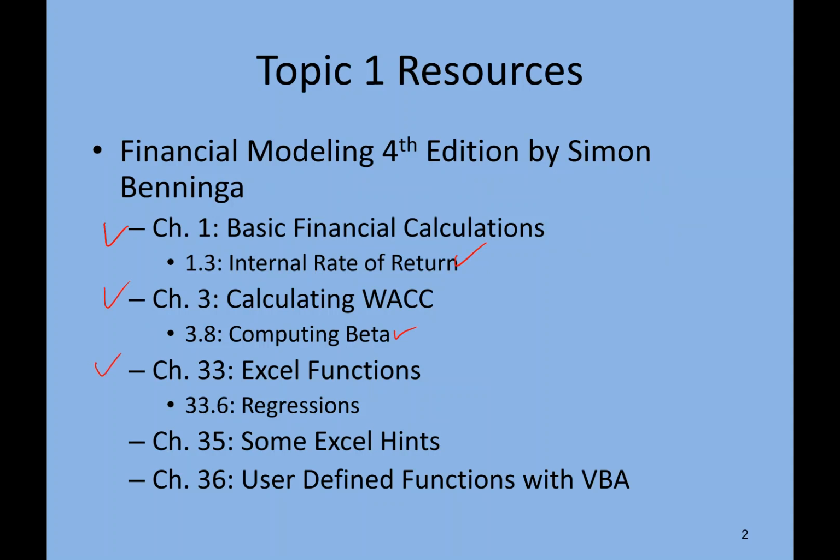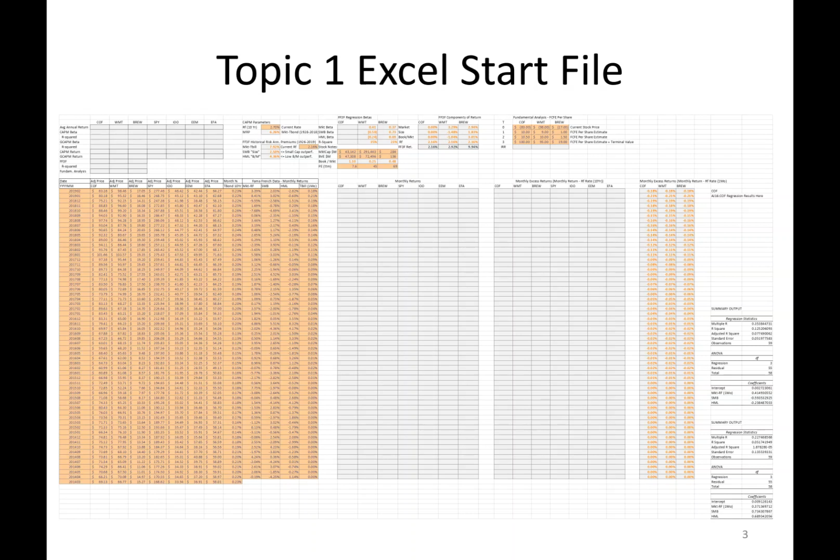Chapter 3 has a section on calculating WACC, and we'll be using the beta section. Chapter 33 shows Excel functions. We will be using regressions. Chapter 35 has a lot of good, interesting Excel hints. And chapter 36 will be the last section of this topic. We will talk about user-defined functions with VBA. We're going to start with the topic one Excel start file that'll be used for all three sections.